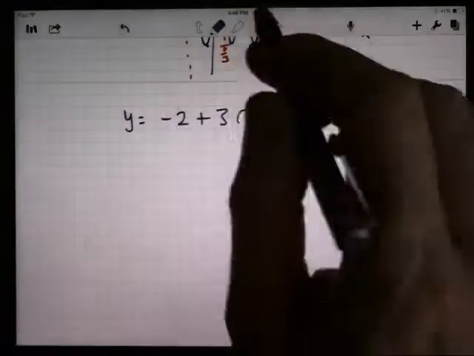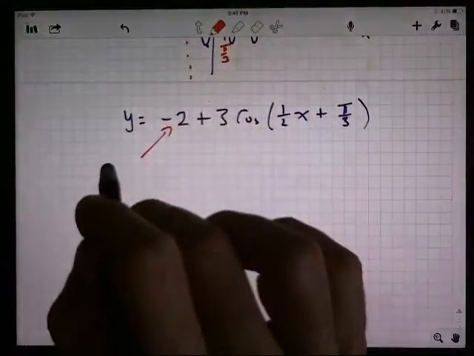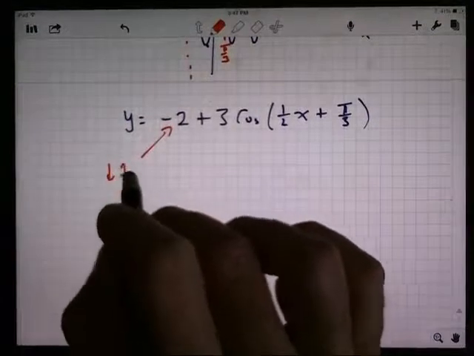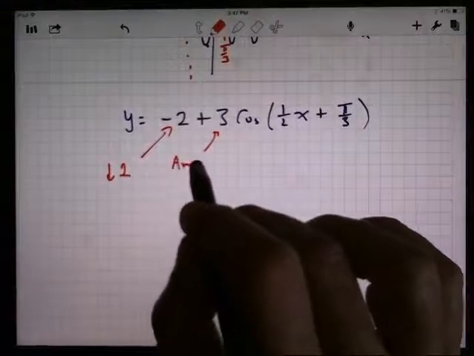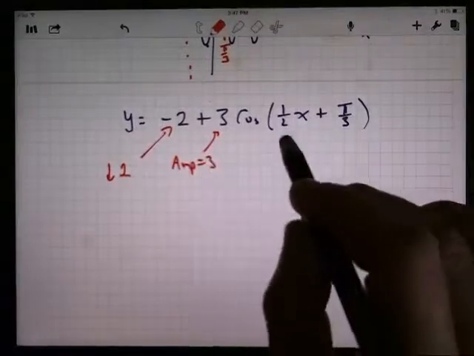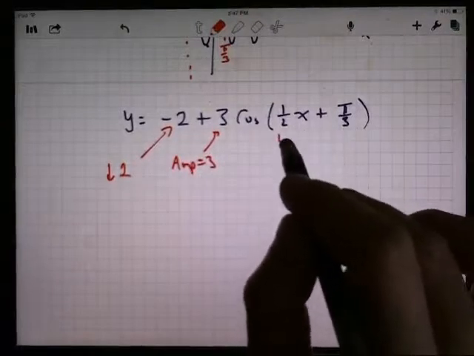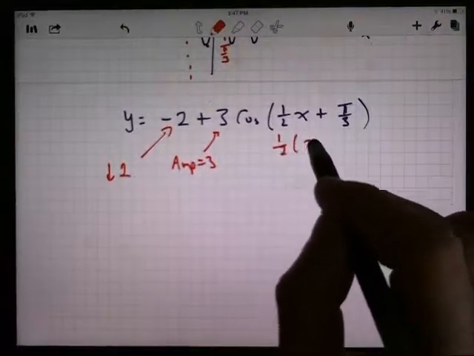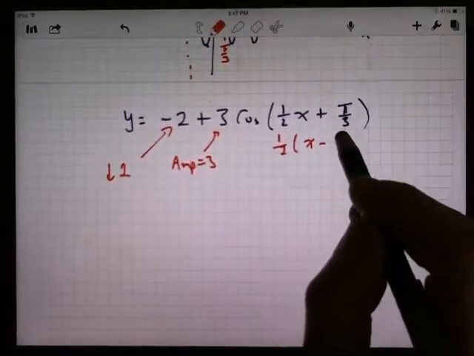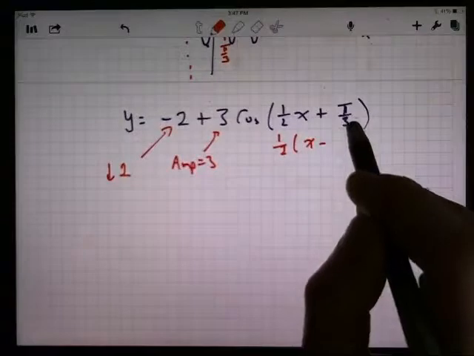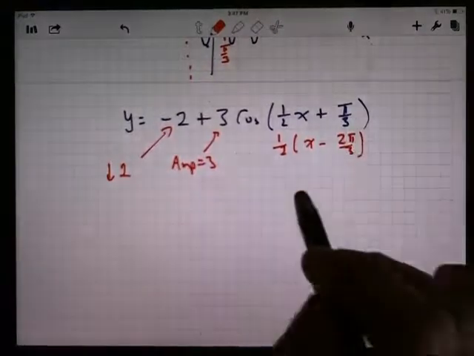Okay, what do I see? This number right here tells me that this is shifted down 2. This number right here tells me that the amplitude equals 3. This number and that number, I've got to factor out first. So this is 1/2 times x minus, when I'm factoring out, I'm dividing. So this is pi over 3 divided by 1/2, so that's 2 pi over 3.